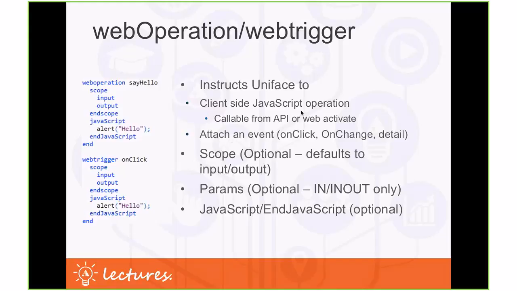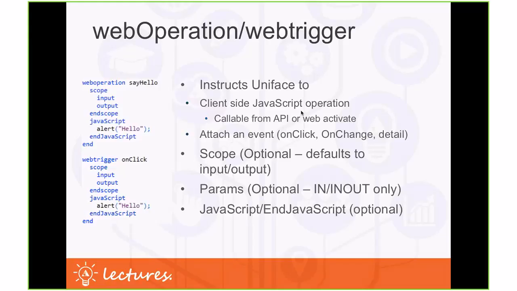So have a look in the documentation again for the different widgets, and you will see which events are available for each of the different widgets. So they are subtly different from each of them. Both the web trigger and web operation have a very similar structure. The web operation itself instructs Uniface to wire it up within the browser. Okay, so a web operation, say hello, would instruct Uniface to create an operation that is callable in the browser called say hello.